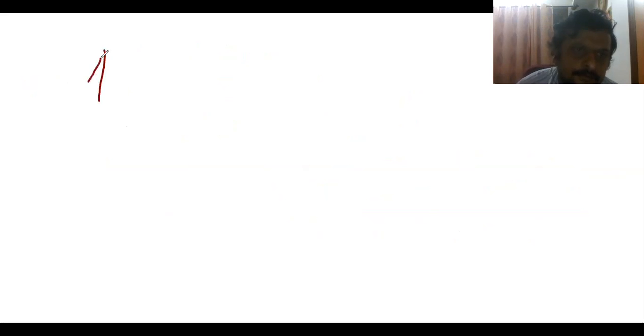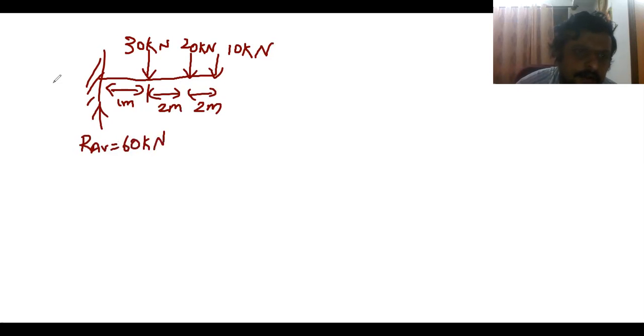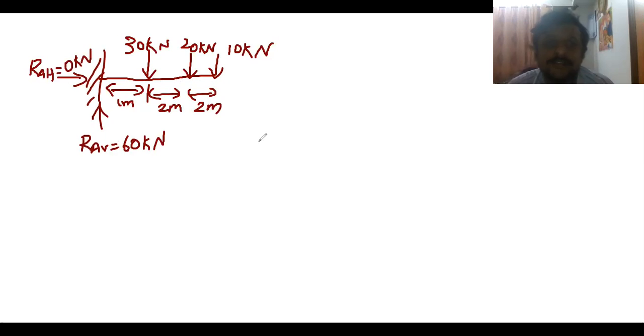This time I'll take a single representation. This is your 30 kilonewton, this is your 20 kilonewton, and this is your 10 kilonewton, at a distance of 1 meter, 2 meters, and also 2 meters. This is RAV, which is 60 kilonewton, and this is RAH equals 0. Now we get into drawing the shear force diagram.